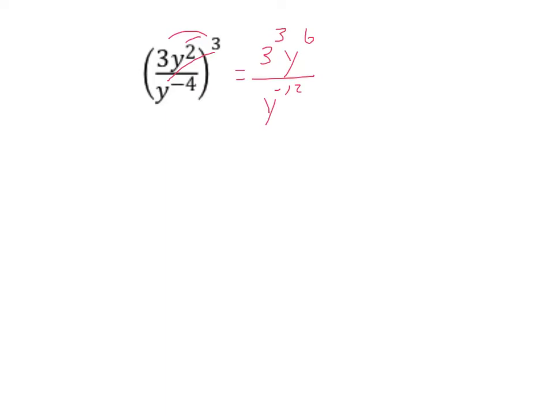We have the rule that says we can subtract if the bases are the same. So these two can be subtracted if that's the method you want to use at this point. I can also do the 3 cubed, which is 27, so I'll do that. And then I would have y to the, I'm going to write this one out, 6 minus a -12. Well, that turns to plus. So we end up with 27 y to the 18th.